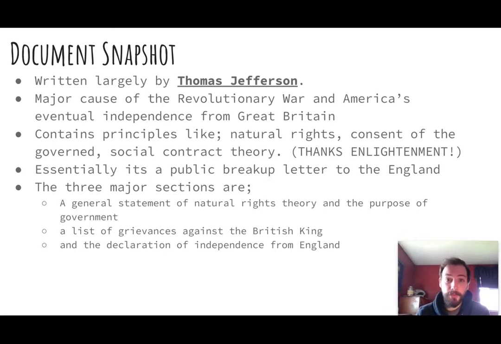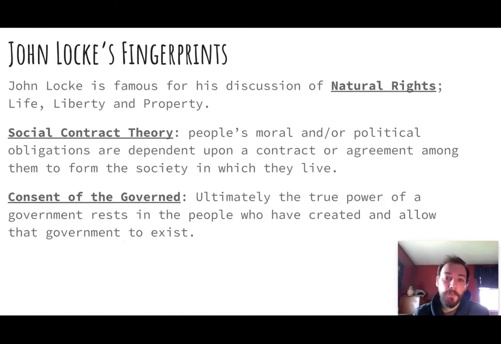It's generally broken down into 3 parts, starting with a general list of natural rights and Jefferson and the colonists' ideas of why they have a right to do this. Then it goes on to list the grievances against the king, which is actually a very important part of the document. And it ends with a declaration of independence from England. And this is followed by the Revolutionary War, in which we win and declare our independence formally from Great Britain.